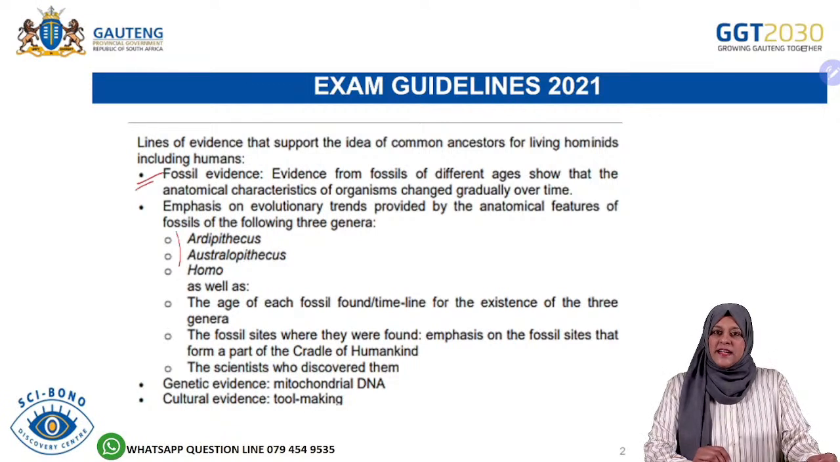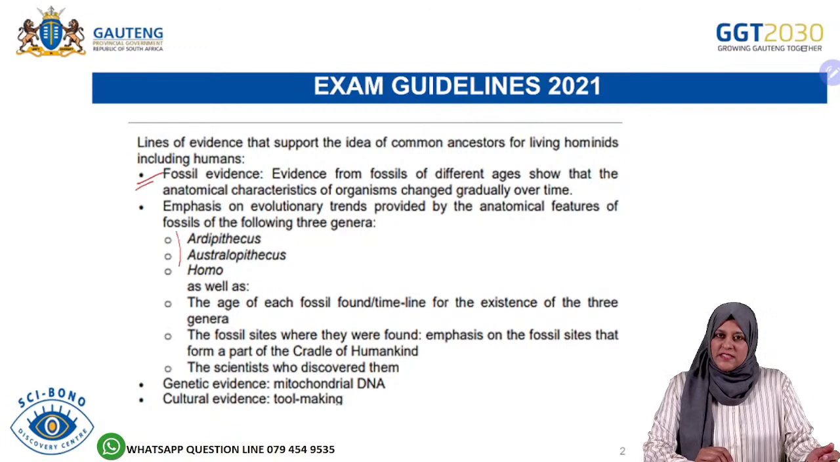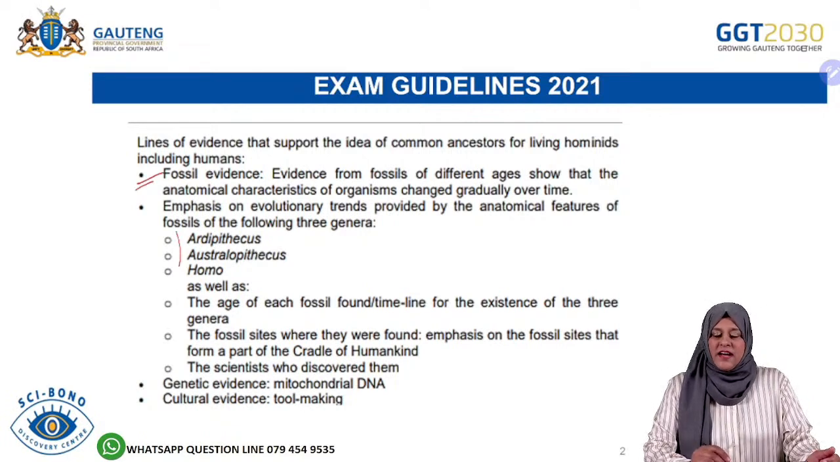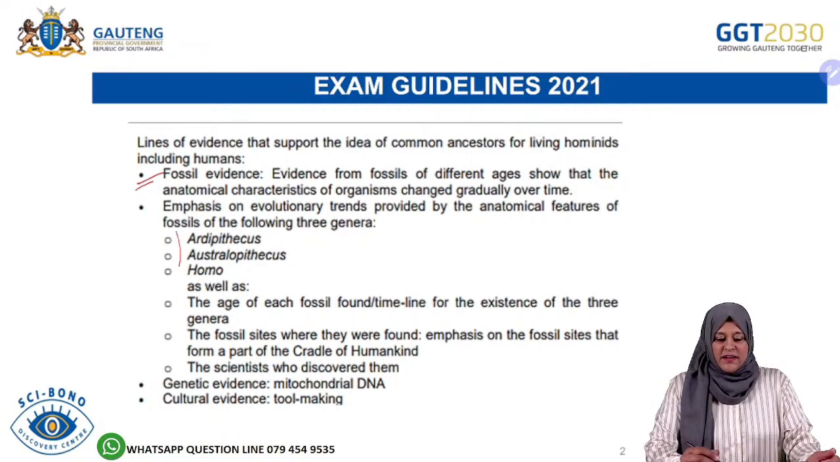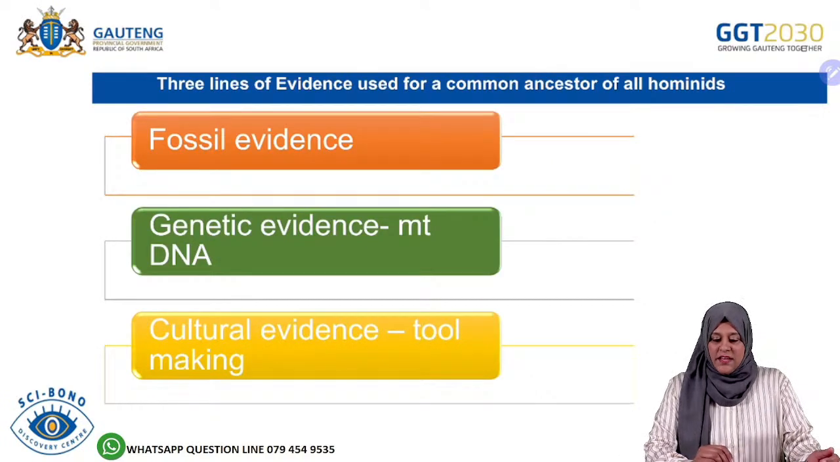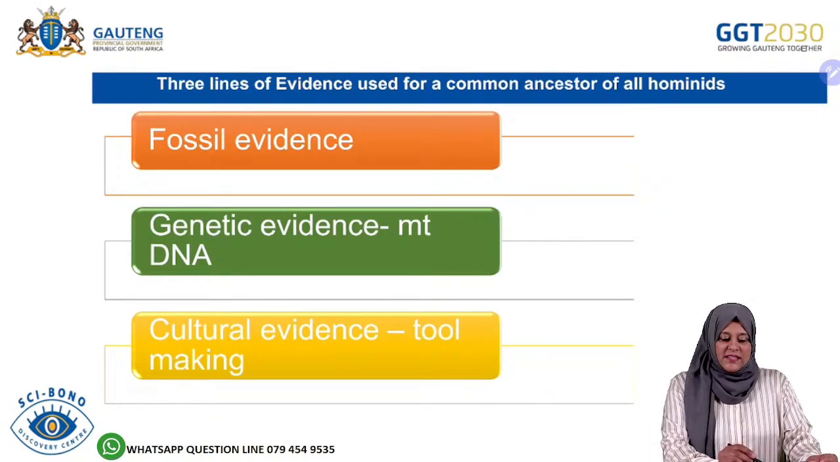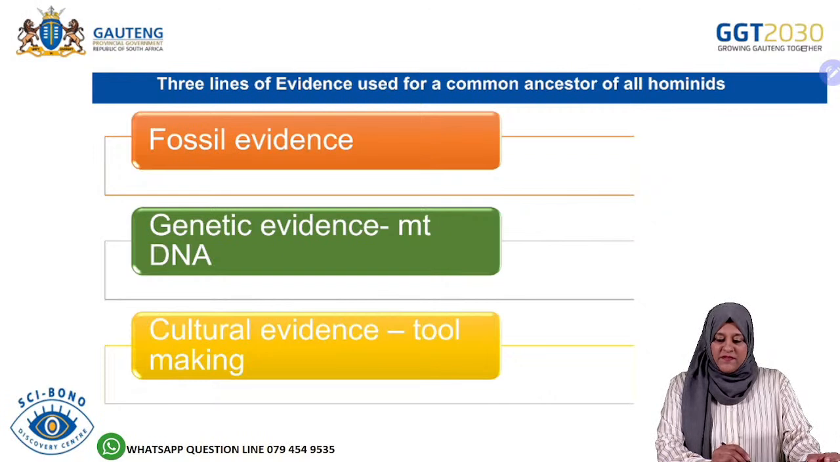My colleague Sina Sekeke will take you through genetic evidence, cultural evidence, and the out of Africa hypothesis. Okay, so let's look now at fossil evidence. These are the three main types of evidence that are used to explain human evolution. This evidence indicates that hominids may have shared a common ancestor.